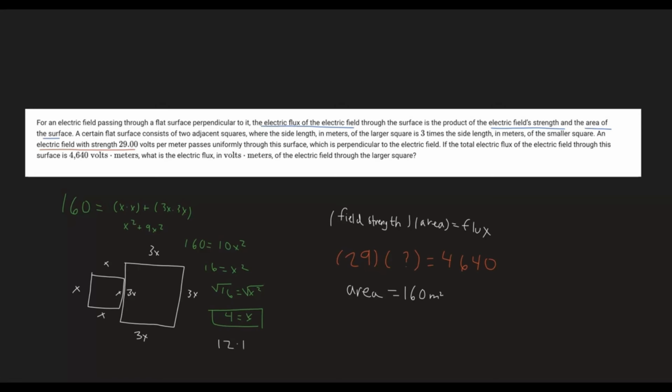So 12 times 12. So we're finding the area of the larger square. So the total area there is 144 meters squared. So now we have the total area of this larger square, right?